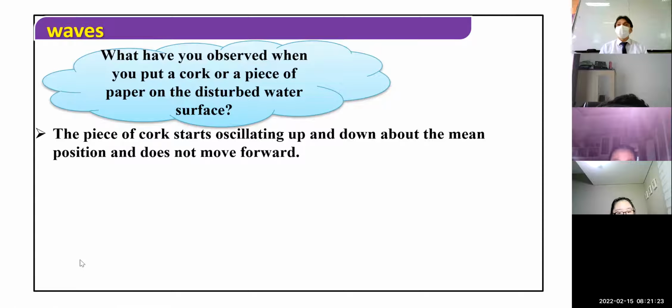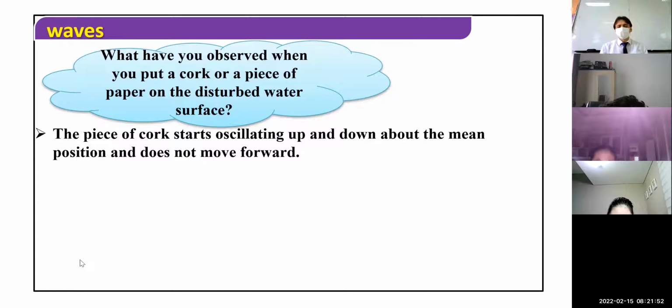The ball or wood, a log or cork, starts oscillating up and down on the ripples formed. They move up, they come to the mean position and then come down. They start oscillating and don't move forward. Remember, we are talking about a pond. Water is still, a disturbance has been created, and the wind effect we have neglected.